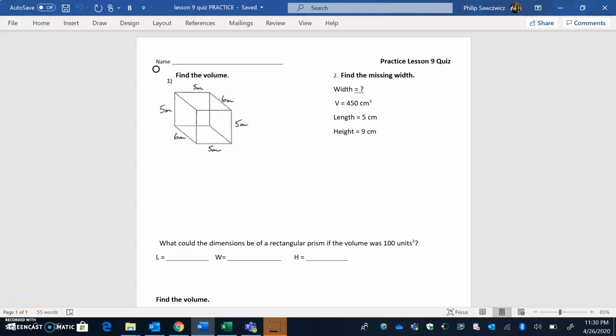All right, everyone. We've got your lesson 9 quiz to take today. So we're actually going to do a practice quiz together, so this way you feel like you've got some confidence in that other document that you're going to do by yourself. So remember, once you do complete your quiz, you do want to send it to me.